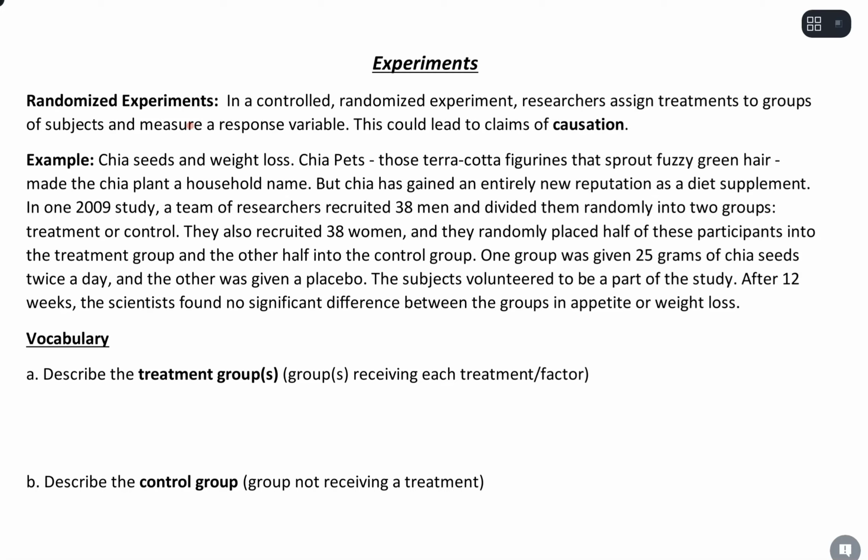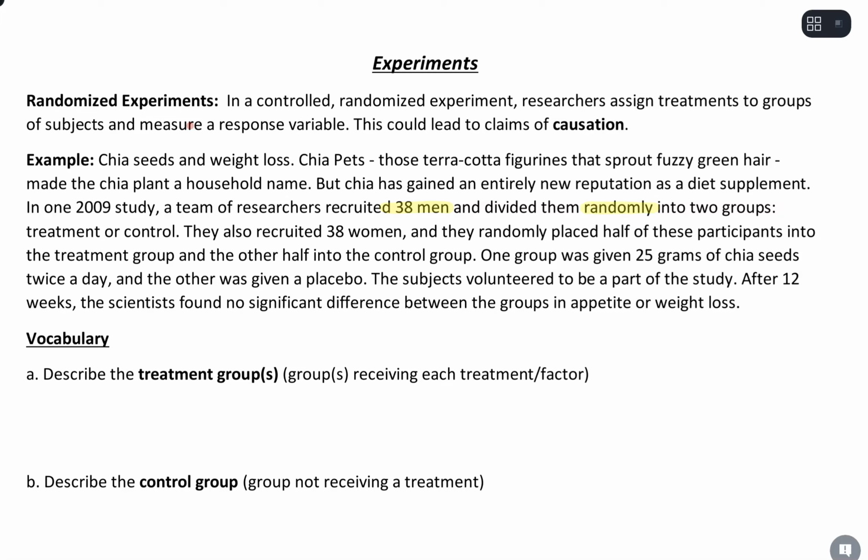All right, so in this example, we're going to look at chia seeds and how that relates to weight loss. So let's talk about the data that they collected. There's some background there, but let's look at this 2009 study. A team of researchers recruited 38 men. I'm going to go ahead and highlight this. They recruited 38 men and divided them randomly into two groups. So I'm going to highlight that we have randomness there.